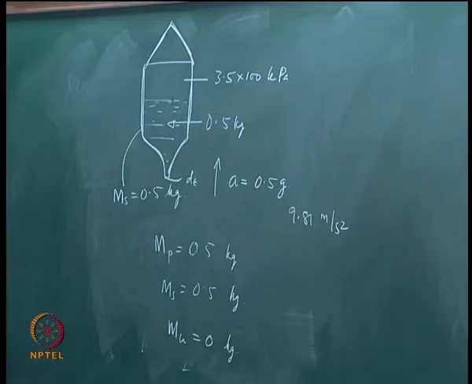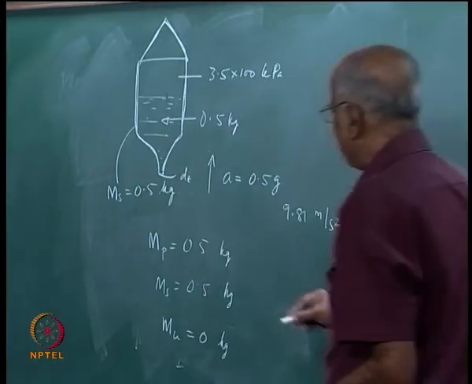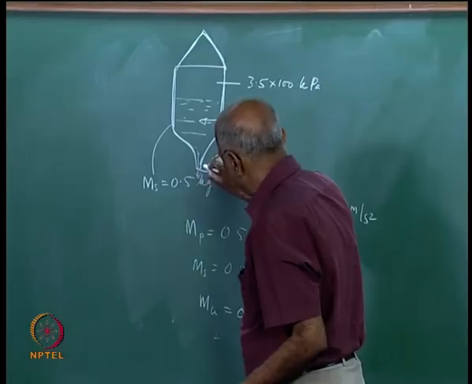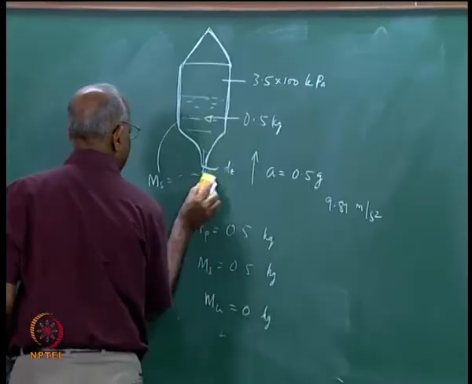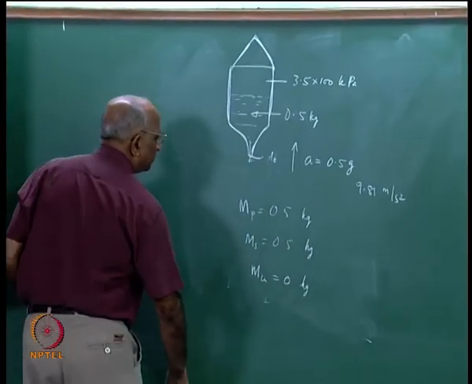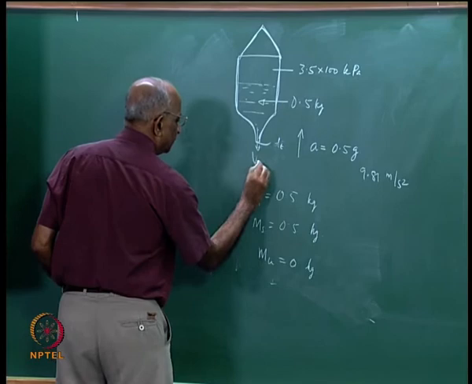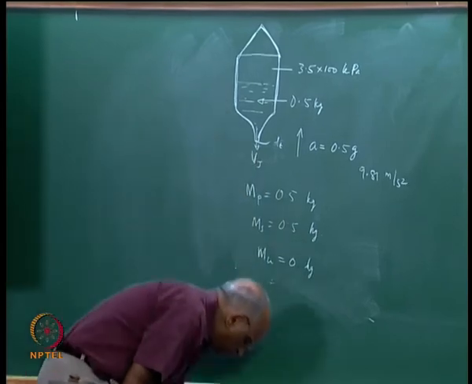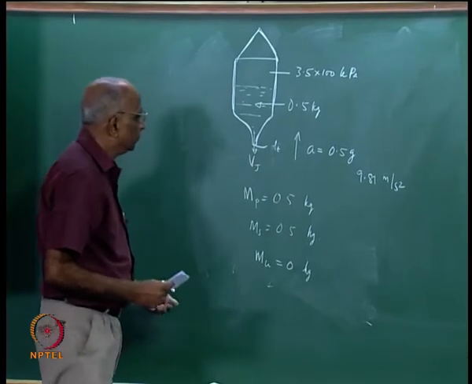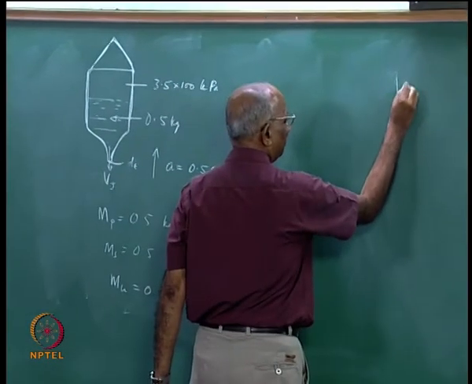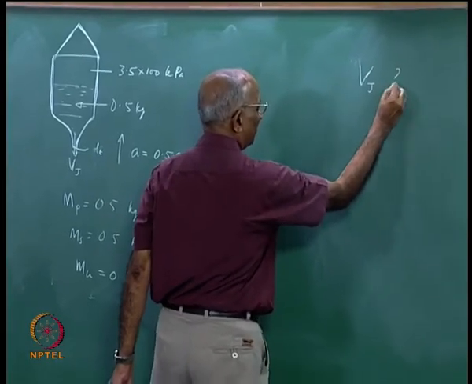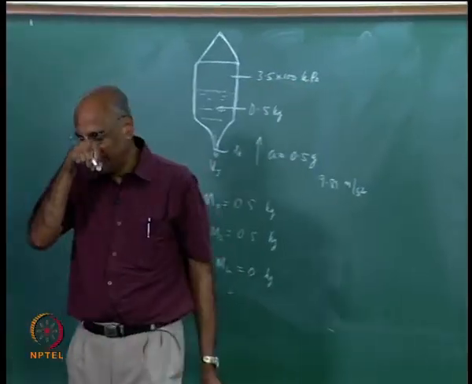Let us say I first want to find out what is the velocity with which the water will leave this particular hole. In other words, I am interested in finding out the jet velocity Vj. How do I get Vj? We said Vj, I must find out. How do I get the value?